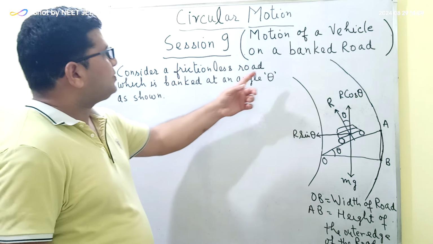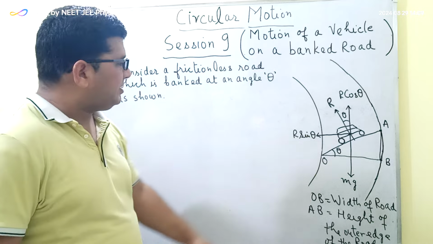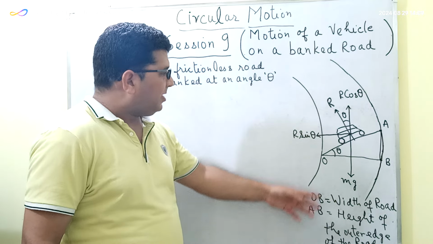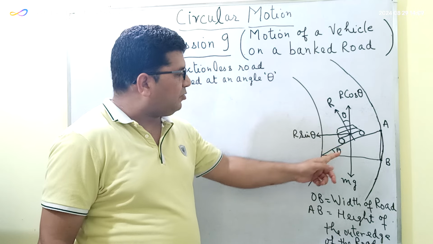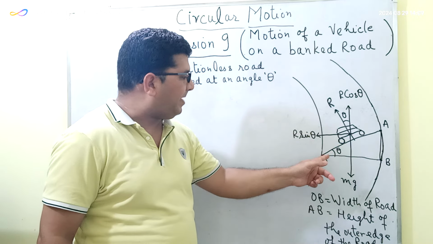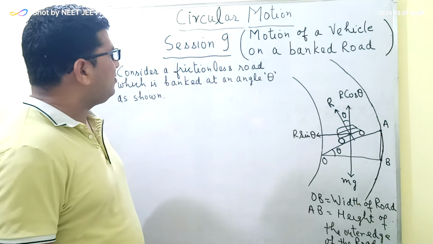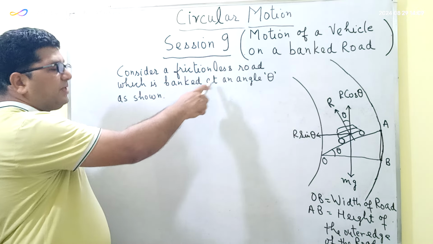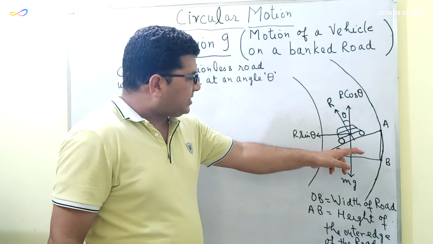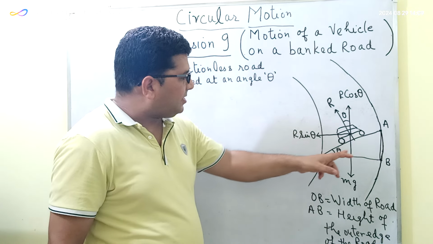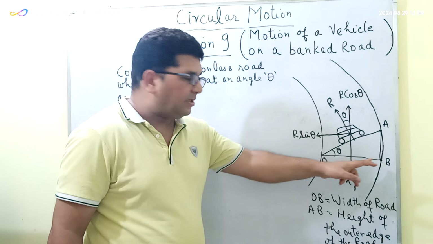The topic is the motion of a vehicle on a banked road. This is a figure which I have drawn here in order to explain this topic. Here there is a vehicle which is moving on a banked road. This is the banked road, that is OA is the surface of the road, and this road has been taken as frictionless in this session. So this road is frictionless, and this road is banked at an angle theta with the horizontal.